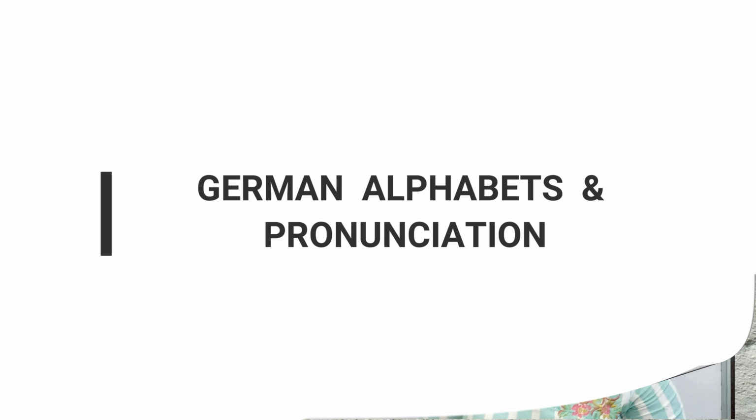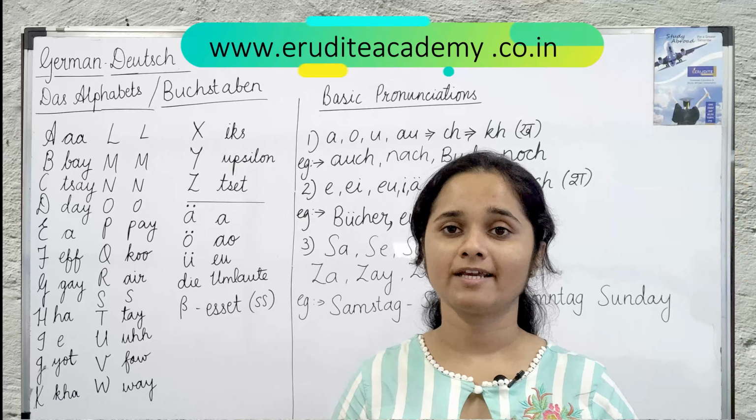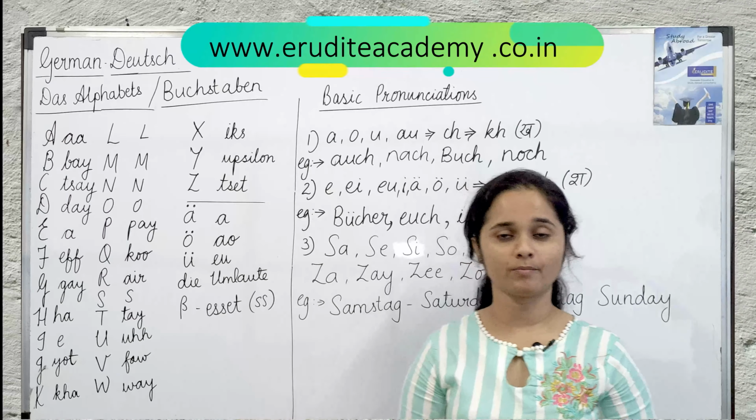Today we will be starting with the German language, A1 level, and German language is known as Deutsch. So when you say you are learning German, you better say I am learning Deutsch. In German we have the same Latin script, which is the English alphabets A to Z, and some extra alphabets which you can see on my board written. Today we are going to start with the alphabets first.